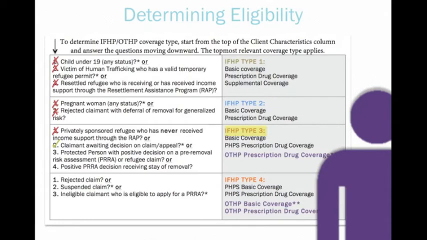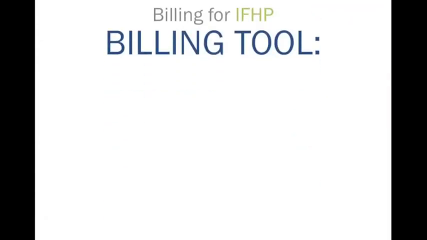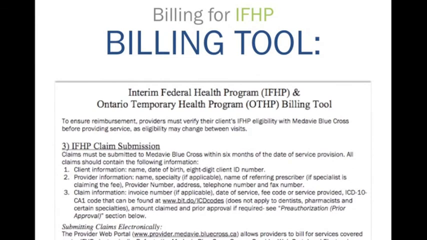prescription drug coverage. After the healthcare service is provided, you can bill for it with the help of the IFHP OTHP billing tool. Section 3 of this tool walks you through the steps required to submit a claim for a service covered by the IFHP. You can expect to receive payment within 30 business days by check or direct deposit by electronic fund transfer.